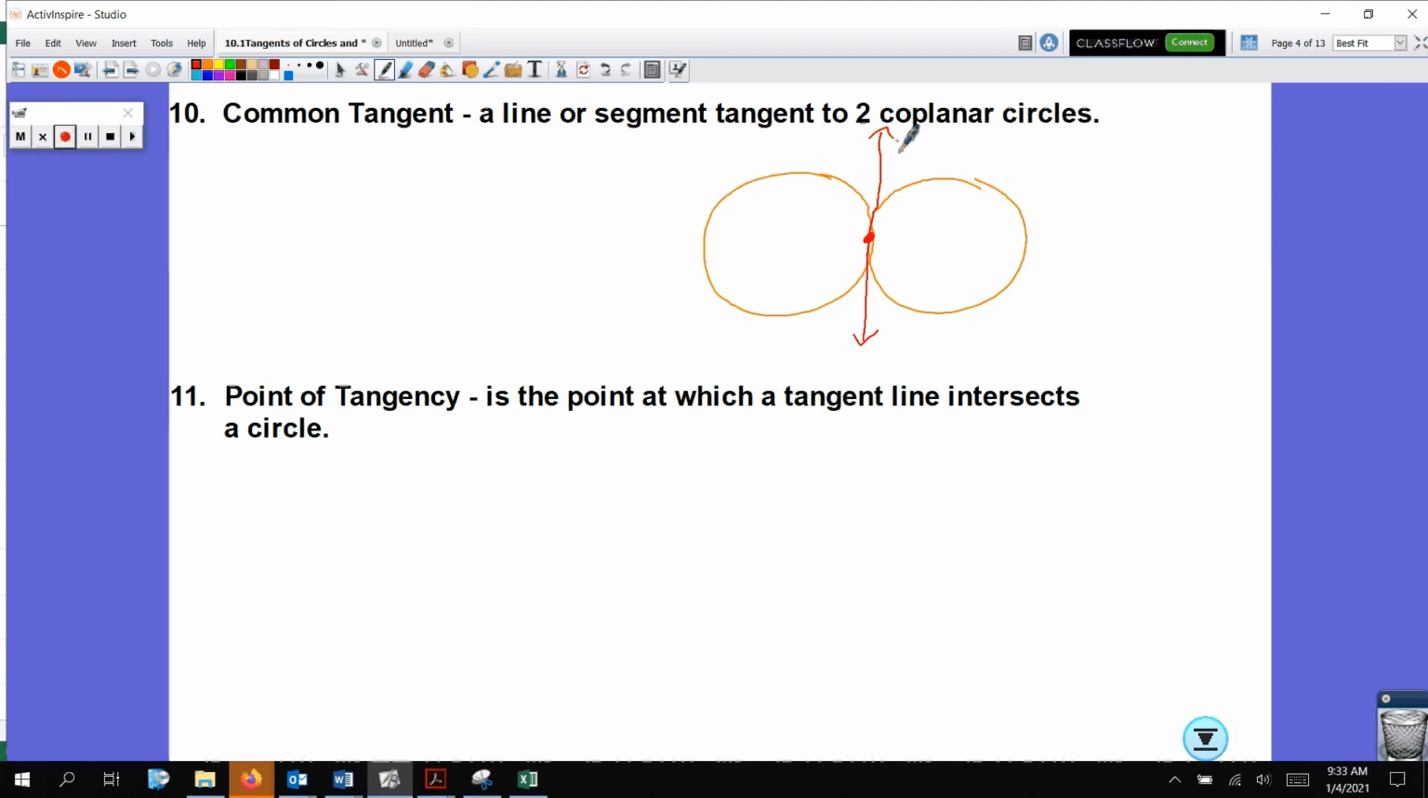Point of tangency is the point at which a tangent line intersects a circle. So we already know what that looks like. Here's my circle. Here is some point B. If I draw a line, my tangent line here, this is the point of tangency. B is the point of tangency.